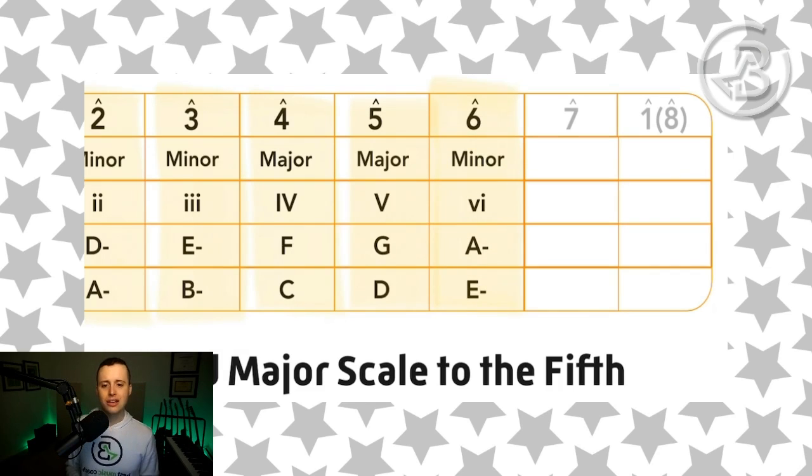Scale degree 6 is always minor, so we're going to show that with a lowercase Roman numeral 6. Scale degree 6 in a C major scale is A, and the quality is going to be minor. Scale degree 6 for a G major scale is E, and then we're going to have an E minor. I will see you in the next lesson.